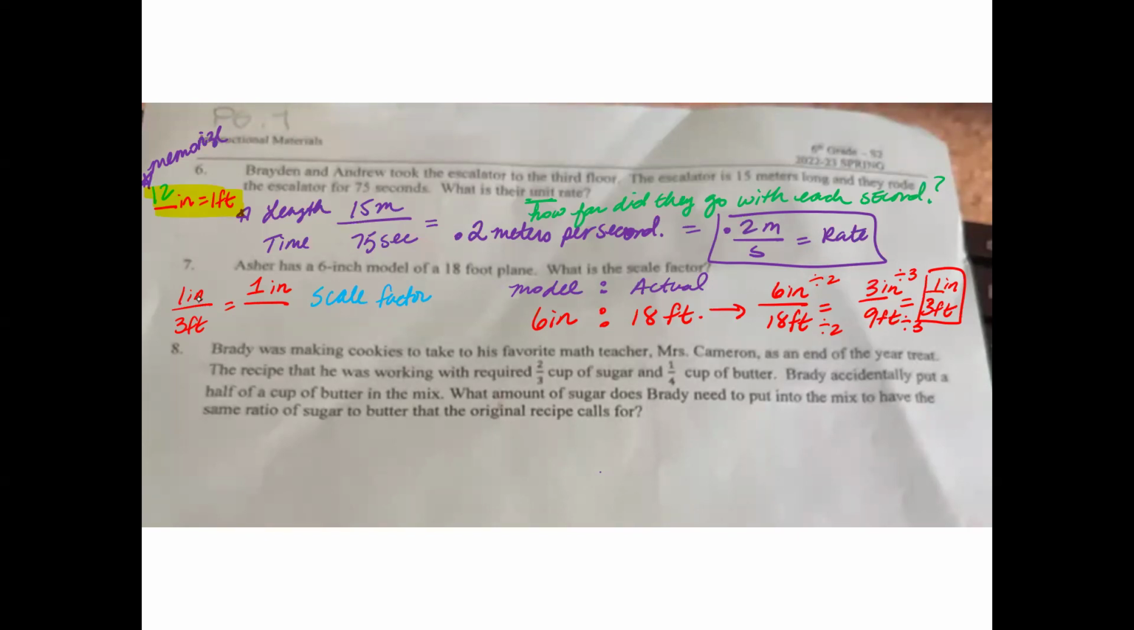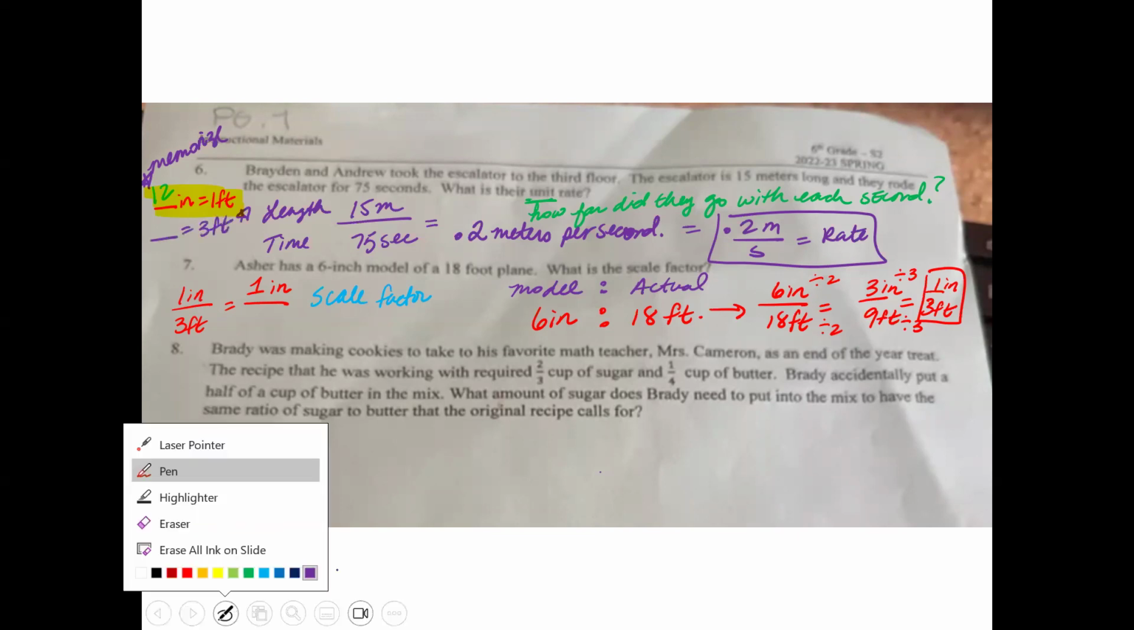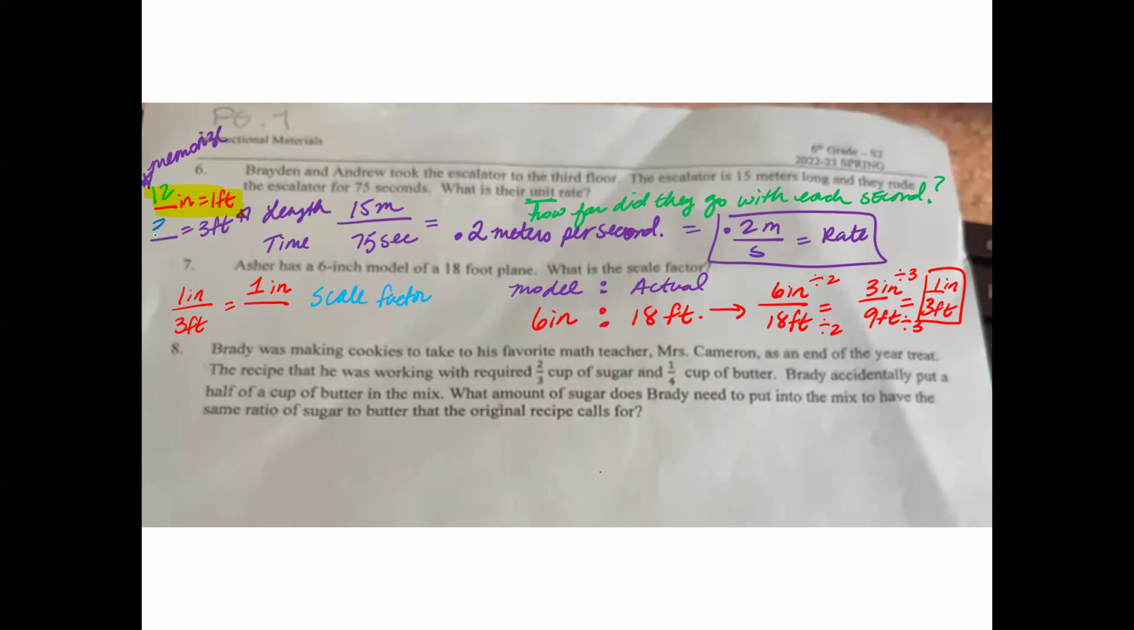Okay, 12 inches equals 1 foot, right? If 12 equals 1 foot, then how many inches are in 3 feet? 36. 36 is you multiplied, right? So what you can do is 1 inch of the model equals 36 inches of the actual airplane. So you can say 1 inch on the model equals 36 inches on the actual plane.